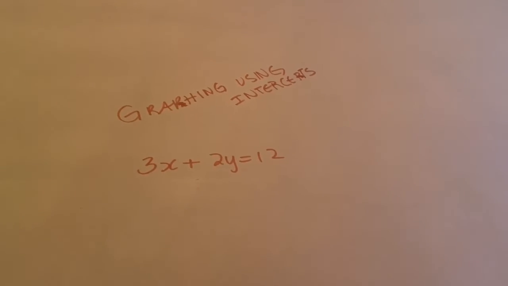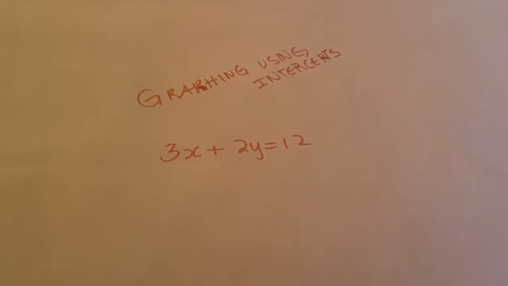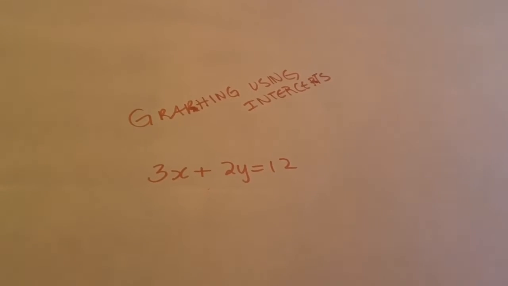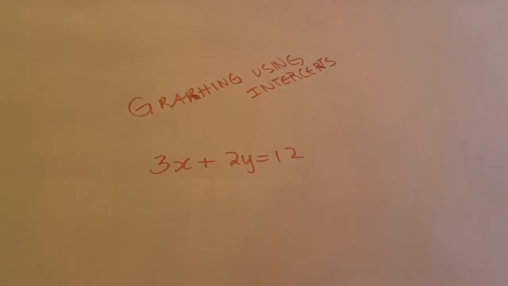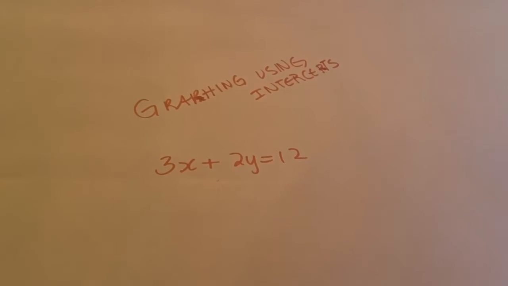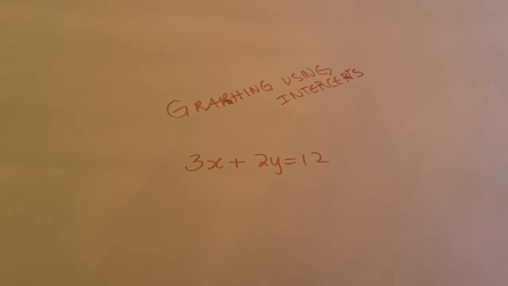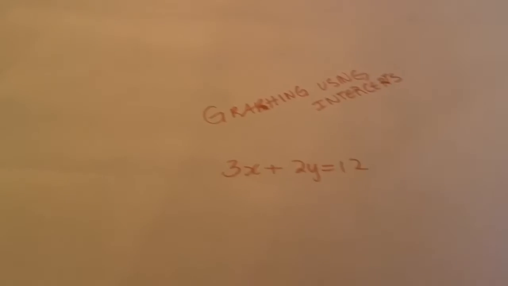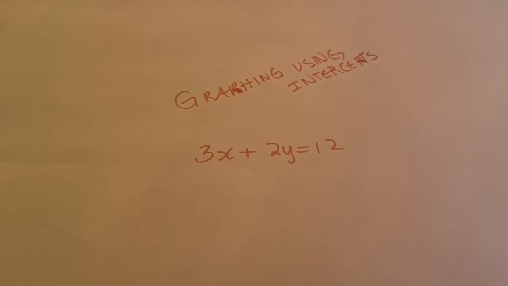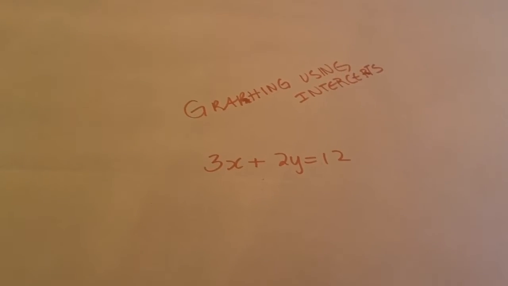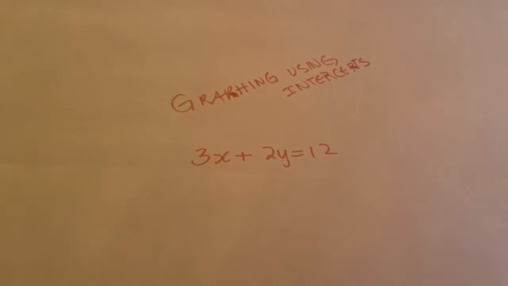Hi grade 10s. I'm going to make a second video to go along with this morning's video about graphing using intercepts in order to help us find the solution to the system of equations. I've had a couple questions about how I can graph 3x plus 2y is equal to 12, so I want to help you with that. Today, when I graphed this, I used intercepts to do it. I want to show you how you can also do it a second way.